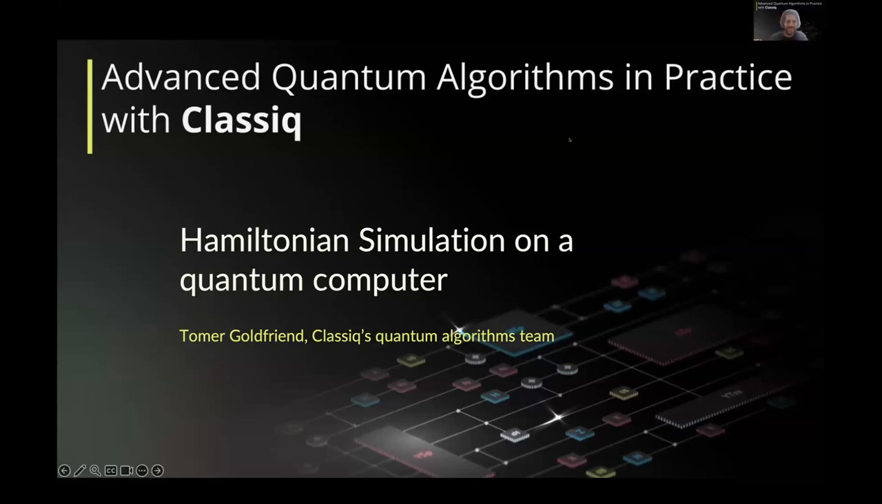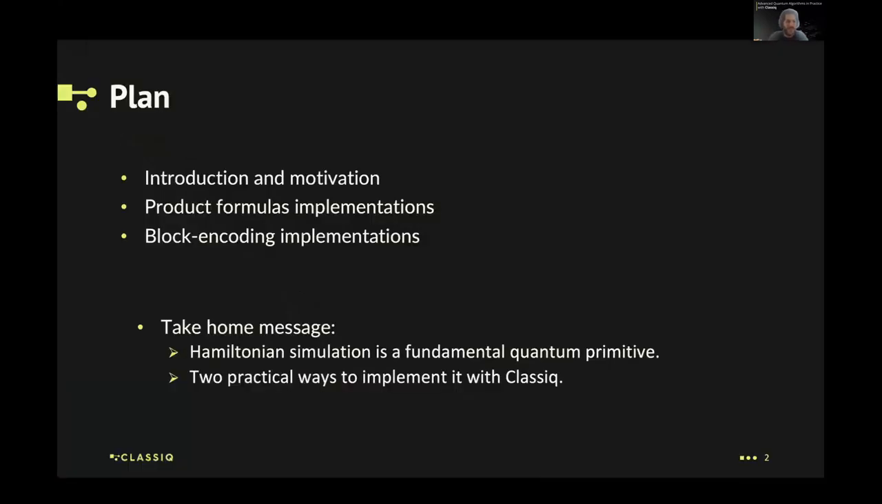Thank you very much for the introduction. Yes, so indeed I will tell you about Hamiltonian simulation and how to implement it in general, but in particular with Classiq. And this is essentially my plan. I will start with some introduction and motivation, and then I will go immediately to 2 different ways to implement Hamiltonian dynamics. One with product formulas and another one which is based on block encoding. And the take-home message will be first that Hamiltonian simulation is a fundamental quantum primitive, and of course the 2 practical ways to implement it will also be a take-home message.